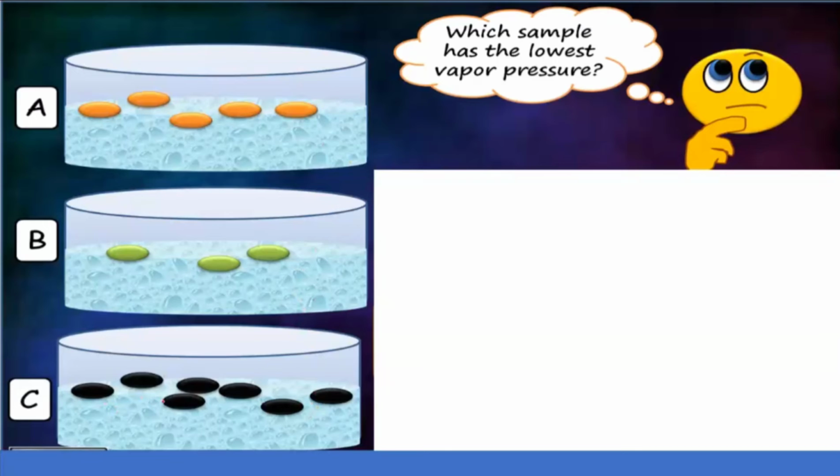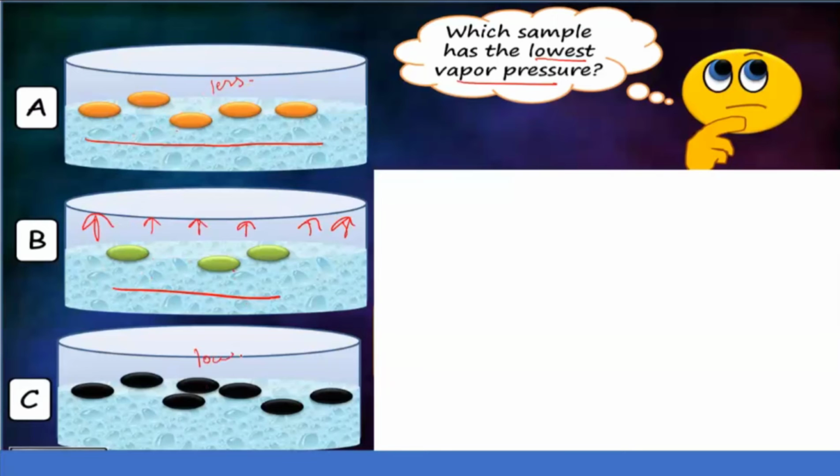Why C is the correct one? Question is which sample has the lowest vapor pressure? Lowest vapor pressure depends on the concentration of the solute. You can see here in A and B, the solute particles are very less. If the solute particles are less, now B has very less solute particles. That means more number of vapors will come. But if you talk about A compared to B, they have more concentration of the solute. So this will be having less.